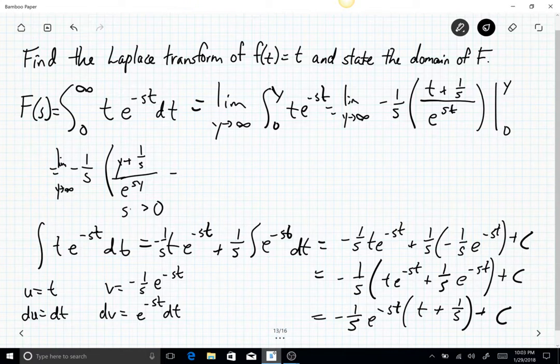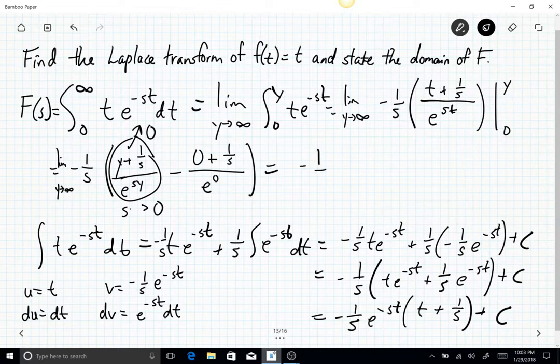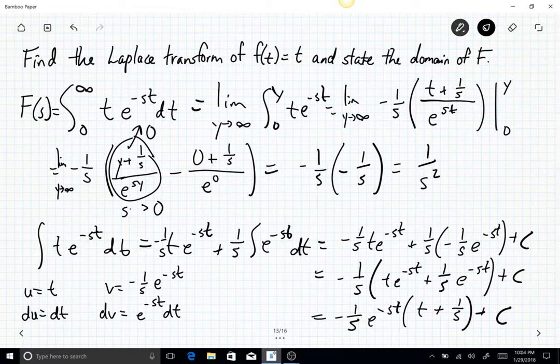And now the other piece, the other component that we need is minus. So we get 0 plus 1 over s all over e to the 0. So in the first case, if s is greater than 0, this whole thing right here goes to 0. So in terms of what we have, we're left with negative 1 over s times a negative 1 over s. So notice that equals 1 over s squared, right? So once again, we needed s to be greater than 0. Okay? And that's kind of convenient.